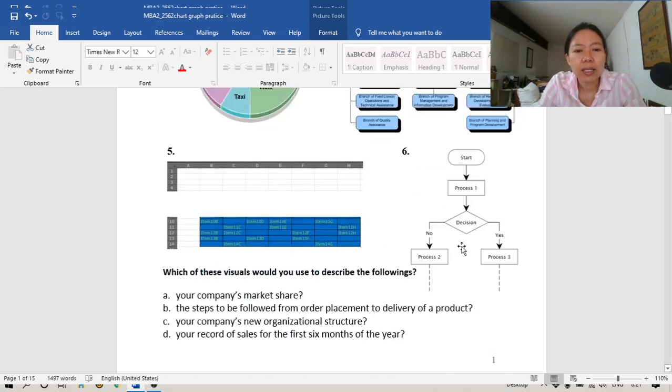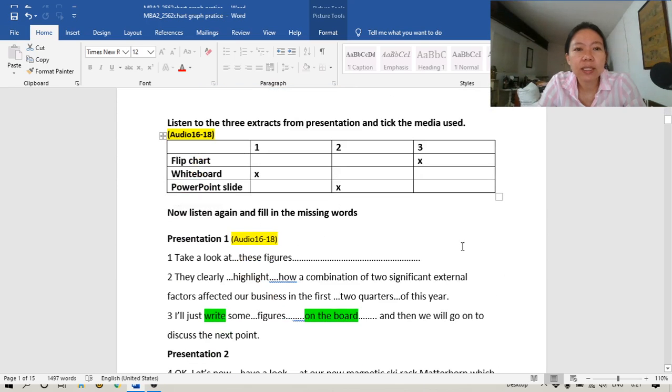Next is the first listening exercise for week 3. Here I have asked you to listen to 3 presentations and identify which of the following visual aids each presenter used. So here is the answer key. For flip chart, the third presenter used the flip chart. And for whiteboard, the first presenter used the whiteboard. And then the second presenter used a PowerPoint slide.